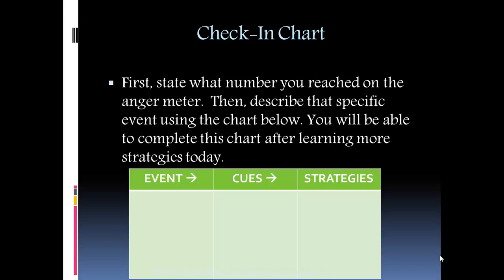So, if we're reviewing over the last week, let's think about the highest number that you reached on the anger meter since the last session, and let's describe a couple cues that would go on this chart. And then, now or in the future, we're going to be able to mentally identify some strategies that would be able to target specific events and cues.